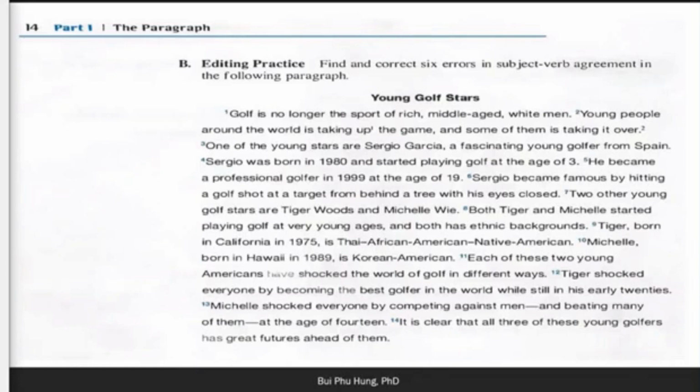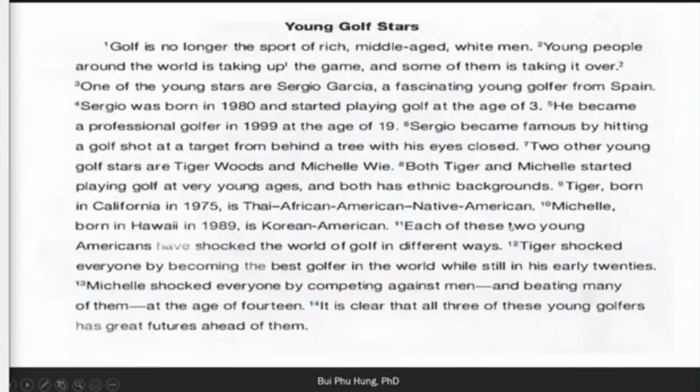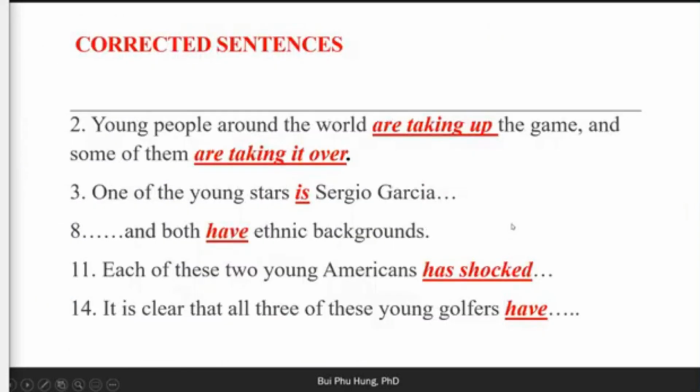Ahead of it. It is clear that all three of the young workers have bright future ahead of them. Okay, thank you. Very good. So sentences here. You can check your answers. Yeah, 6 errors.